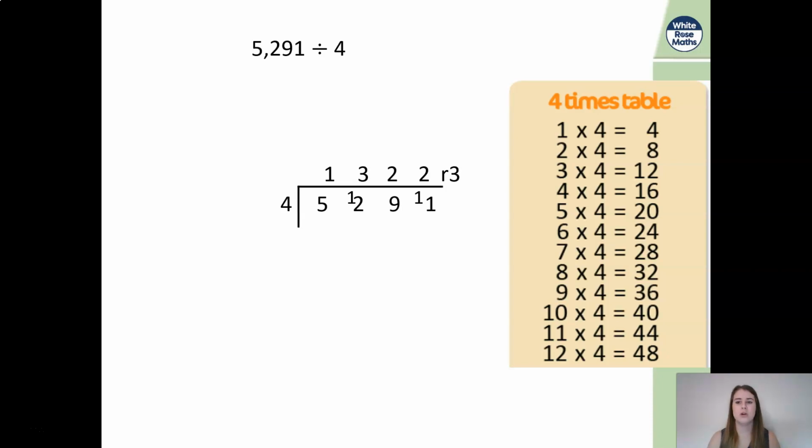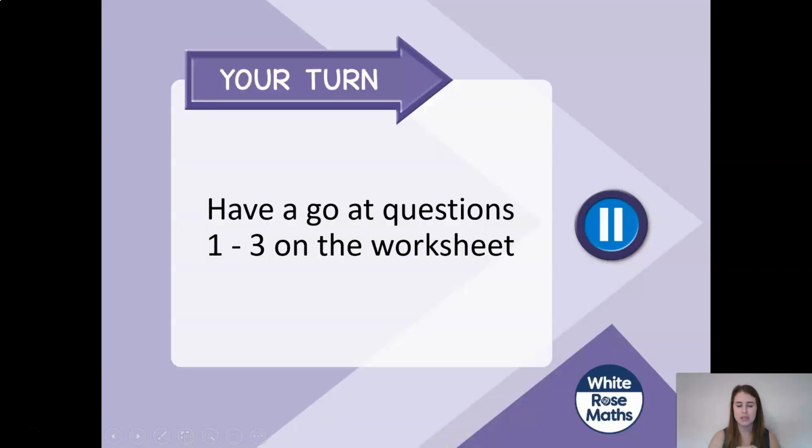But sing your rolling numbers, write down your times tables and use them to count your numbers for your division, okay? So that is our answer, 1,322, remainder 3. And I know the answer is correct because I can't have a remainder bigger than 3 because I'm dividing by 4. Right, I want you to now pause the video and have a go at doing questions 1 to 3 on your worksheet, please.